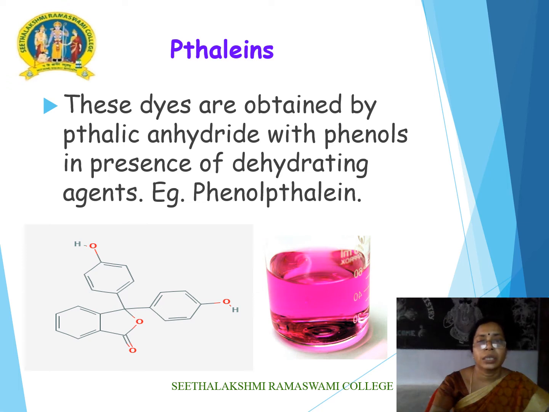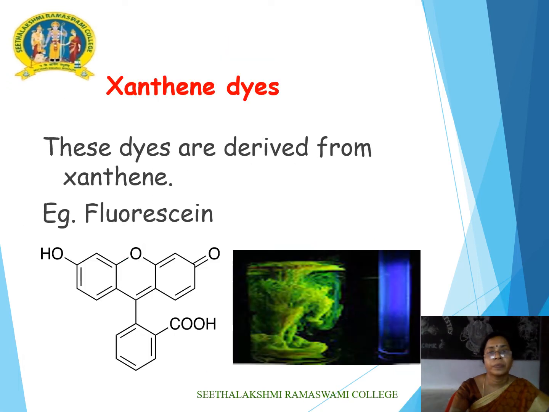Phthalein dyes. These dyes are obtained when phthalic anhydride reacts with phenol in the presence of dehydrating agents. Example, phenolphthalein. Xanthene dyes. These dyes are derived from xanthene. Example, fluorescein.